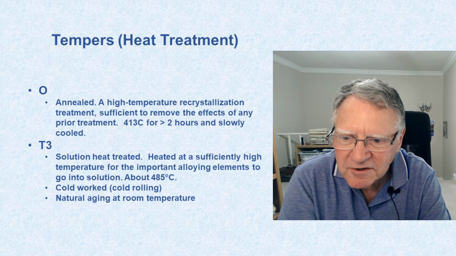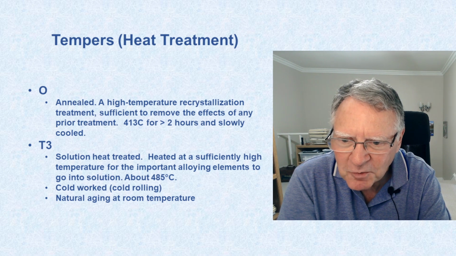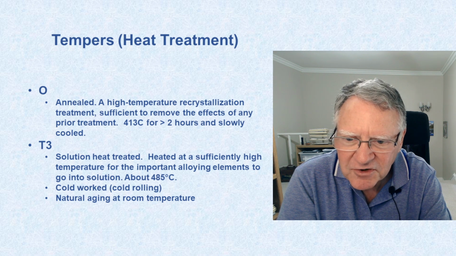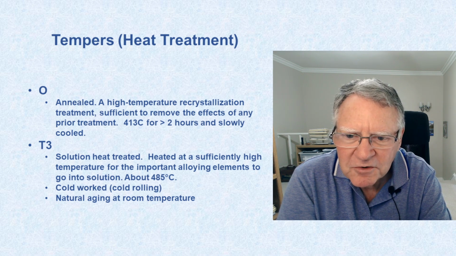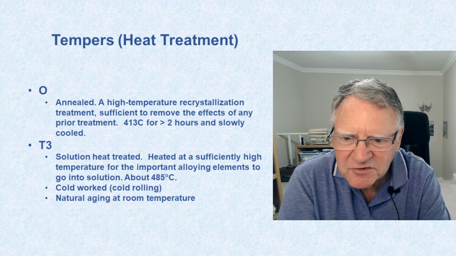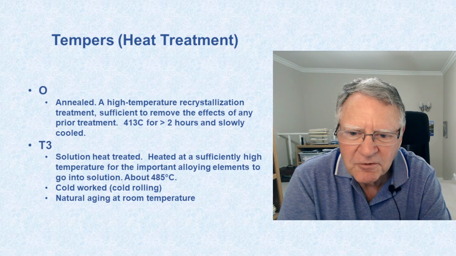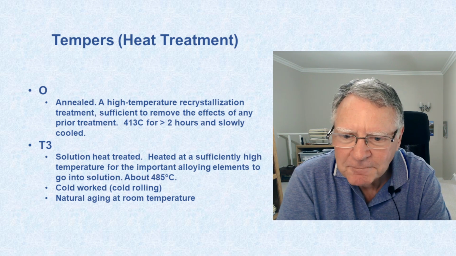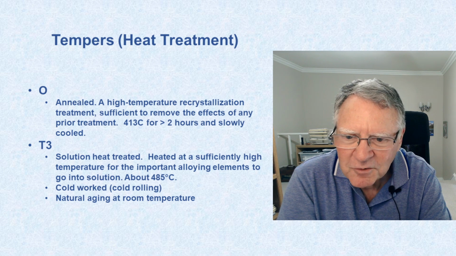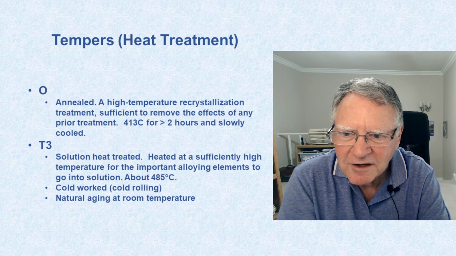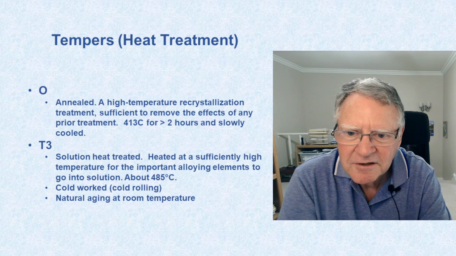Then it's cold worked. That's step 2. You roll it out to whatever thickness you want or need. And then step 3 is an aging step. And for 2024, I believe that it's just aged at room temperature. So all you have to do is let it sit around for a couple of days. For other alloys, you probably heat it up 100 or 200 degrees C, so that you can age it a little more rapidly.